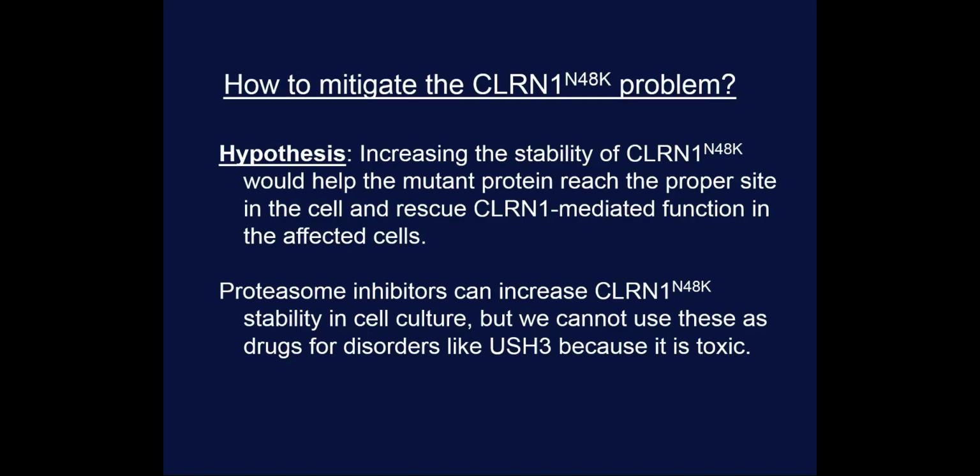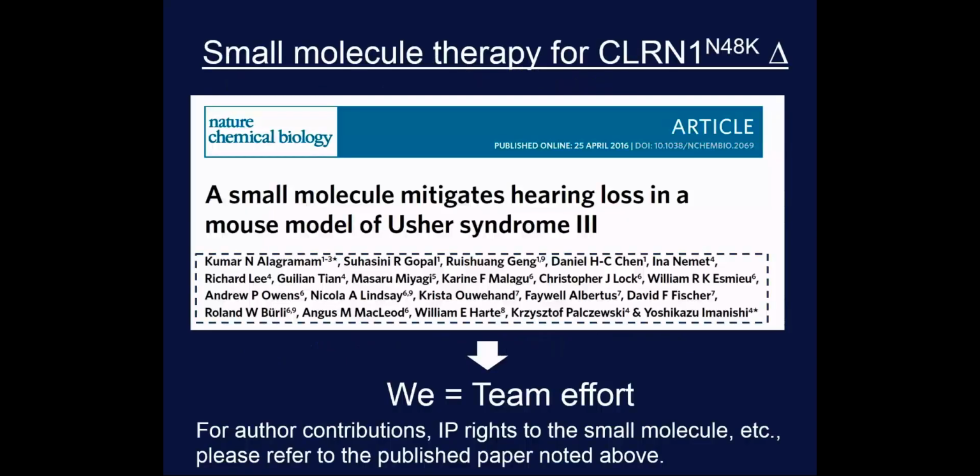Now, proteasome inhibitors can increase Clrn1 N48K stability in cell culture. But we cannot use these as drugs for disorders like Usher 3 because it is toxic. Therefore, we need to find small molecules or some other drug that can specifically protect the N48K version of Clrn1 and assist the protein to reach the membrane.